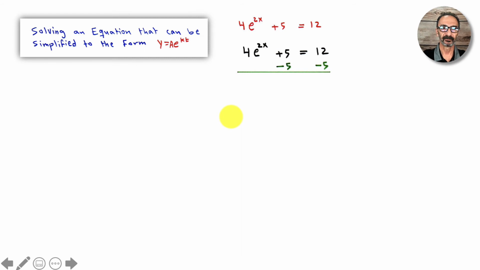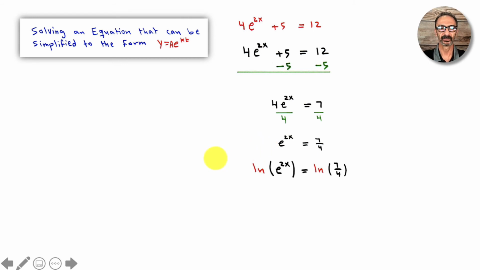Here we go. First, we subtract 5 from both sides. I get 4 e to the 2x equals 7. I'm going to divide now by 4. And I end up with e to the 2x equals 7 over 4. Well, I need to bring the 2x down to solve for x. To reach and bring it down, I'm going to apply ln to both sides.